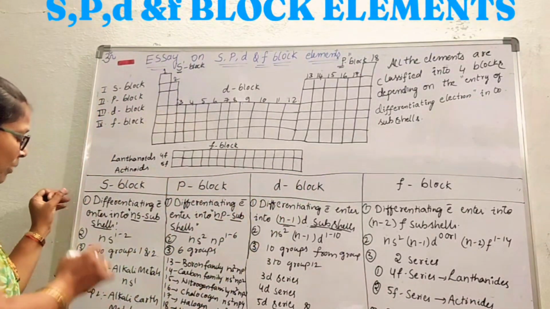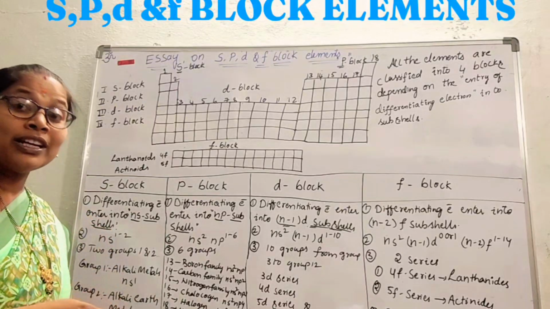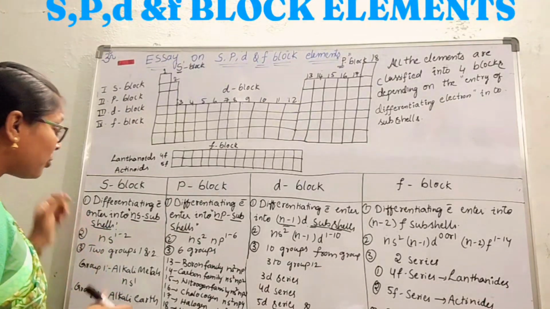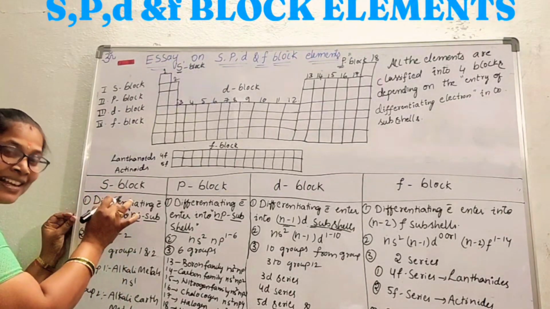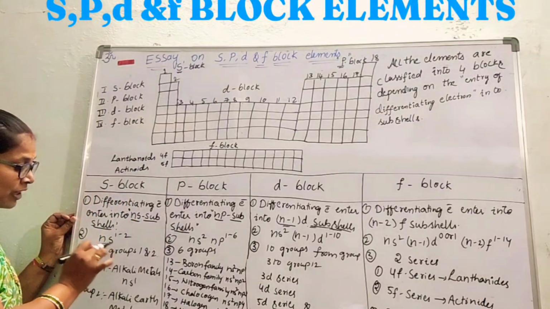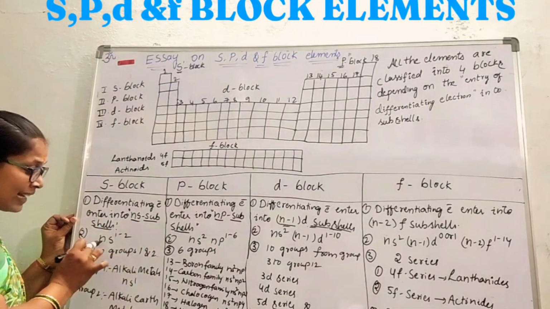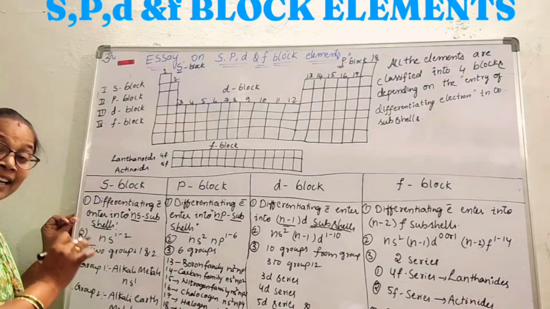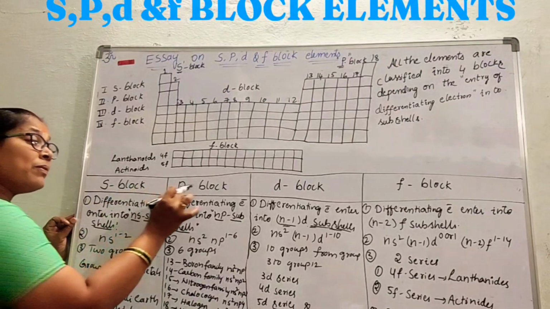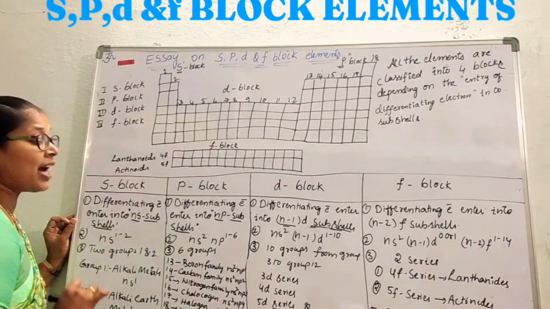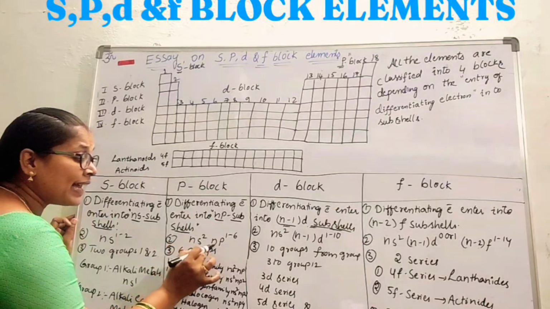Let us come to the second point, the general electronic configuration. The general electronic configuration of S block elements is ns1-2. Whereas in P block elements, the general electronic configuration is ns2 np1-6.